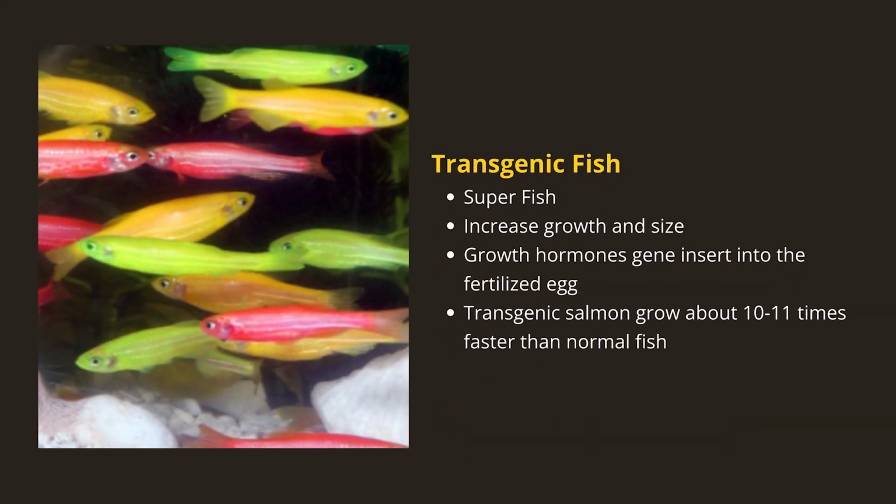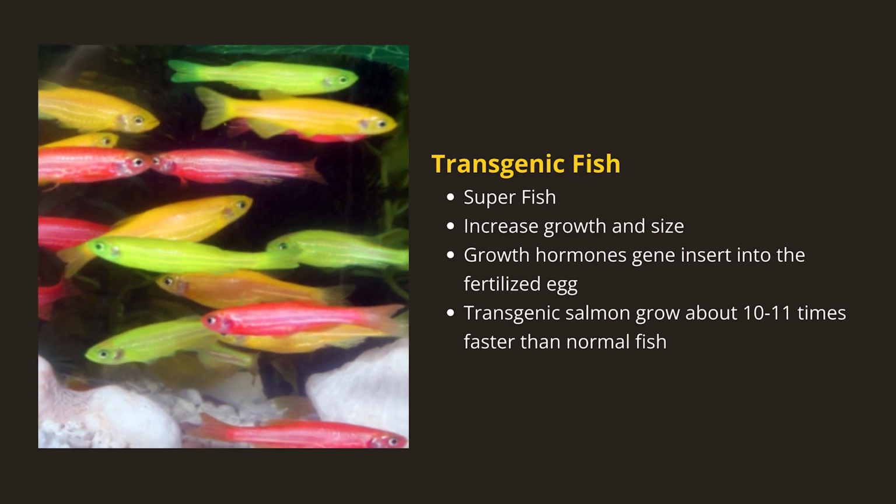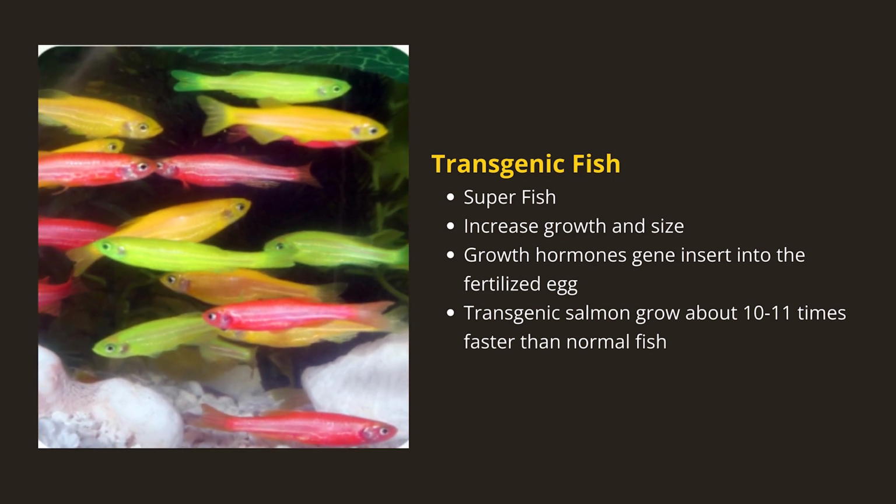Examples of transgenic animals are transgenic fish, that is superfish, which increase in growth and size. The growth hormone gene is inserted into the fertilized egg, and transgenic salmon grow about 10 to 11 times faster than normal fish. You can see the length of the transgenic fish here, that is 10 to 11 times larger than the glowfish. The next example is the glowfish, that is Danio rerio.